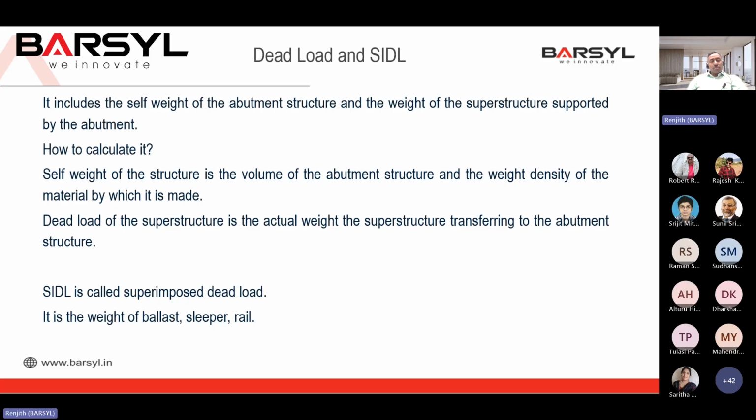abutment structure. And for road bridges, similarly, the dead load of the abutment and the load of the superstructure of the road bridge, MOST standard drawings are there. Otherwise, superstructure analysis results will be used for calculating the dead weight of the superstructure and SIDL of the superstructure.